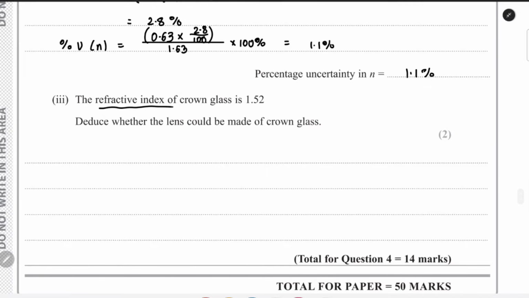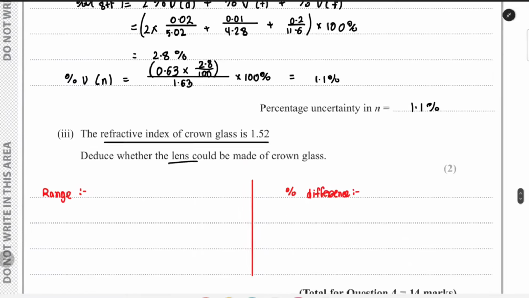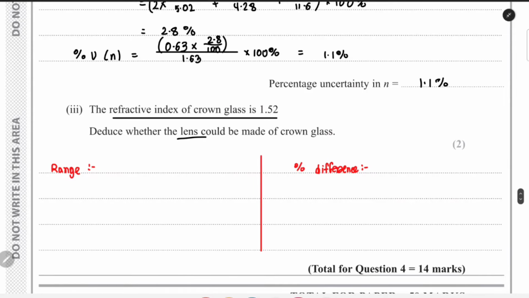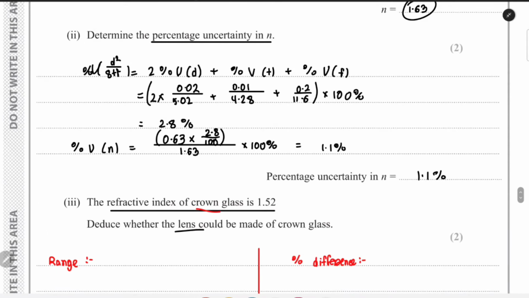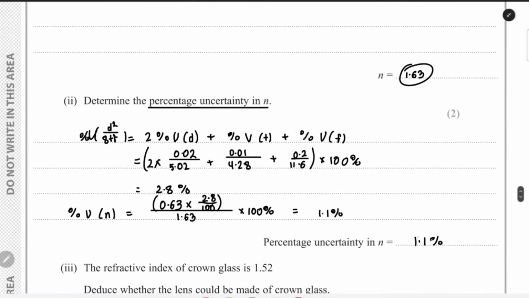Now in the last question, we are given that the refractive index is 1.52. We have to determine whether this lens could be made out of that. There are two methods for this. One is the range method. Another one is the percentage difference method. For the range method, we know that the uncertainty over here for n is 1.1% and its value is 1.63. Since the value of crown glass is less, we'll find how much less this value of n could be due to the percentage uncertainty.